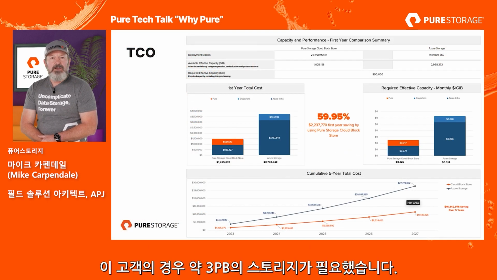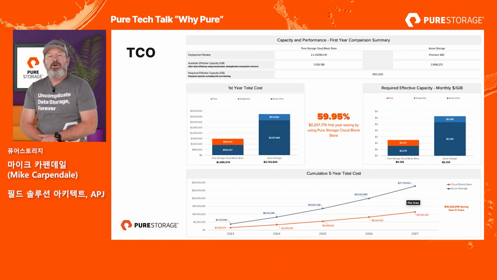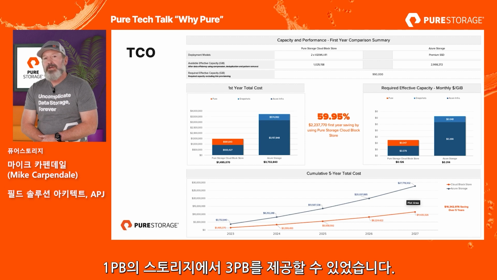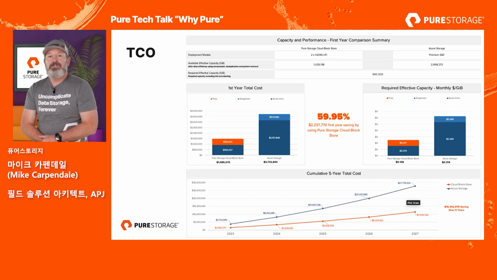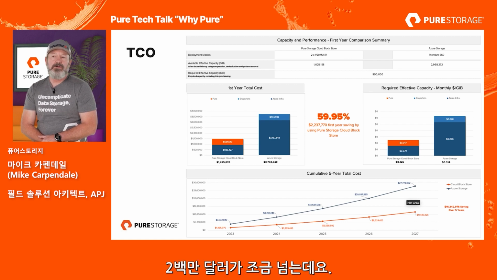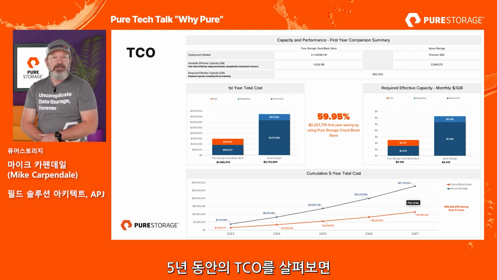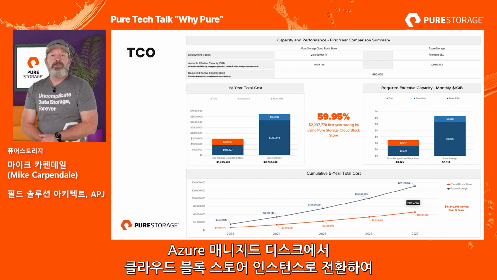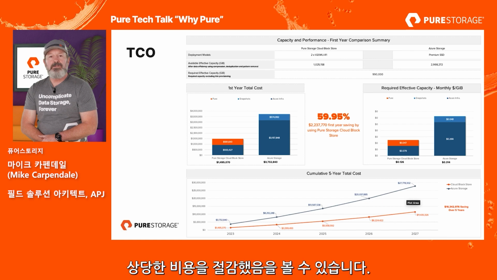This is a rough TCO of one of my customers. This customer needed roughly 3 petabytes of storage. We were able to deliver that 3 petabytes on 1 petabyte of storage. And you can see here some significant savings over the first year, just over $2 million. And then if you look at the TCO across a 5-year period, some very significant savings by shifting away from Azure Managed Disk into a Cloud Block Store instance.